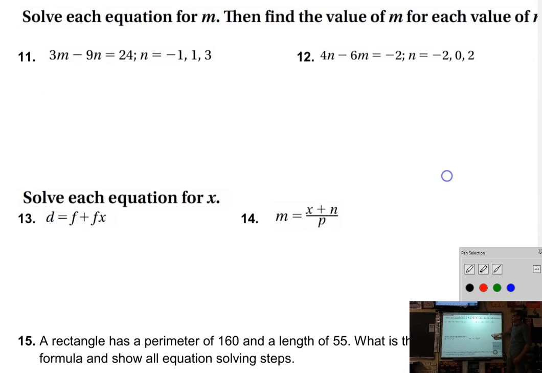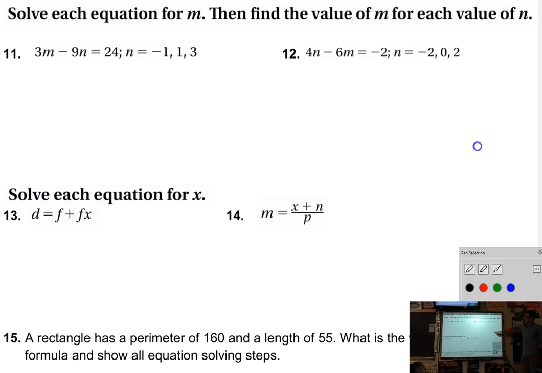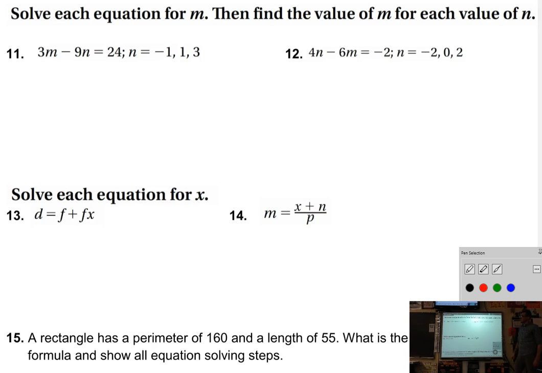Moving on to problem 11, we again want to solve. It says find the values of m for each value of n. So we're going to plug in these values and then determine our solution. One really easy way to do this is find what m is relative to n, so that then I can plug it in. So essentially what I'm saying is isolate m right now, even though there's multiple variables involved.